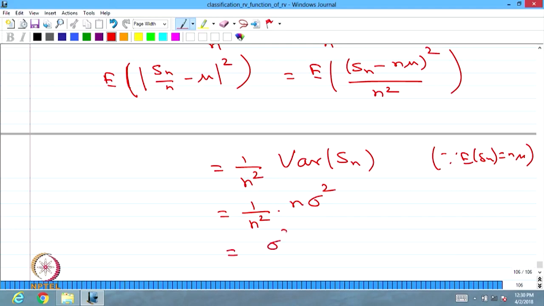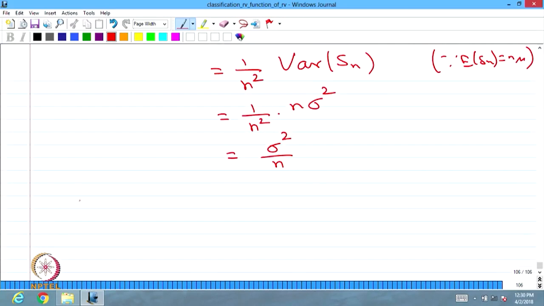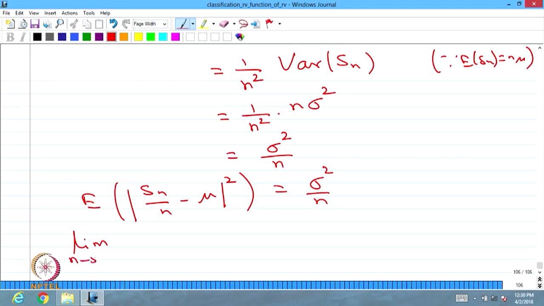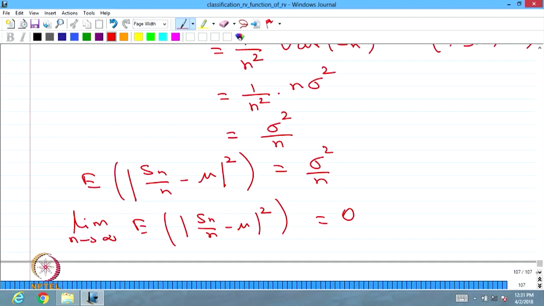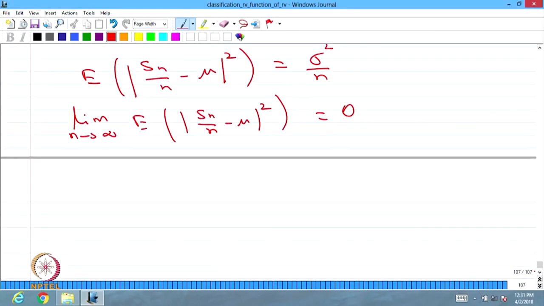Therefore, this is going to be sigma square by n. We got the expectation of absolute of Sn by n minus mu whole square, that is going to be sigma square by n. Now let me apply limit n tends to infinity of expectation of absolute of Sn by n minus mu the whole square. Since n is in the denominator, this becomes 0. So this is the definition we wanted for convergence in rth moments. That means I can conclude Sn by n converges to mu in second order moment.